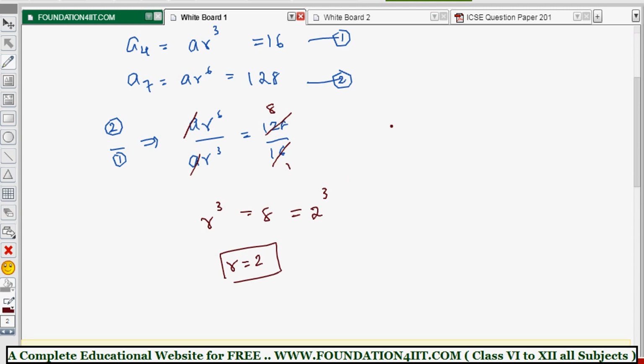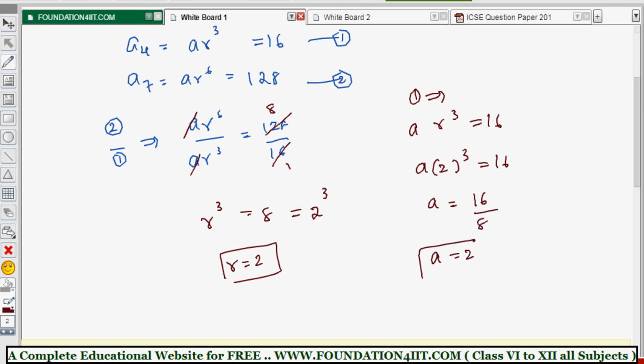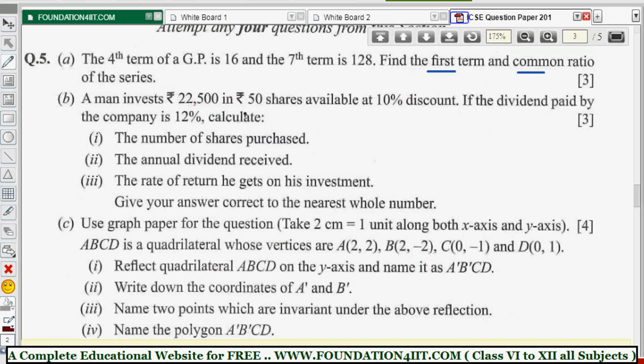If you know the r value, you can find out a. Then a is equal to, according to equation 1, a into r power 3 is 16. So a into 2 to the power 3 is 16. So a is equal to 16 by 2 power 3, which is 8. So divide by 8. Then a is equal to 2. a is 2 and r is 2. So common ratio is 2 and first term is also 2. Right. Next question. Okay, this is shares and dividend.